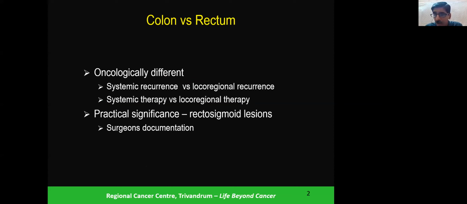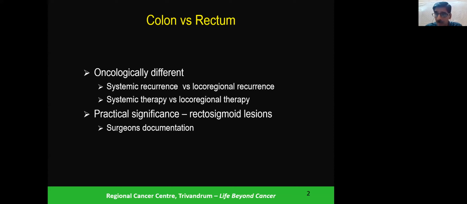I'll tell you why. The colon is basically an intraperitoneal organ, except for some parts of the ascending colon and some parts of the descending colon. So once you operate, the other modality of treatment that becomes very important in colon cancer is systemic chemotherapy. But when it comes to rectal cancer, it is an extraperitoneal organ.